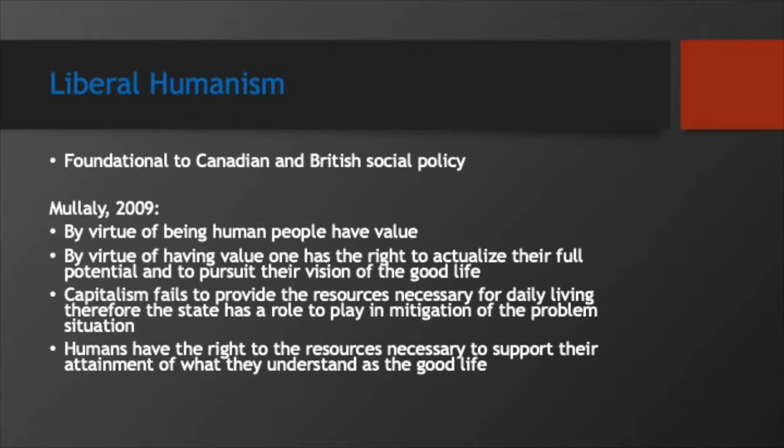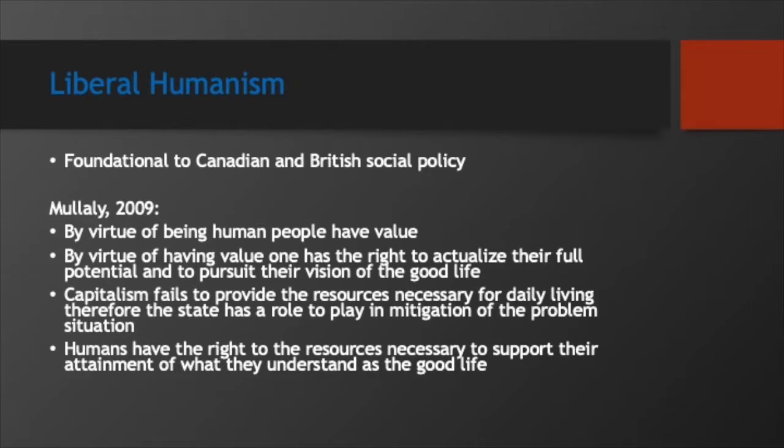And by virtue of being human and having value and being able to actualize your full potential, you ought to have the capacity to understand your full potential and the good life in your own way, which is very much tied to that traditional classical liberalism. Again, because capitalism fails to provide the resources necessary for daily living and for the actualization of full potential, the state does have a role to play in mitigating this problem and providing solutions to human beings. So we might then say that humans have a right to the resources necessary to support their obtainment of what they understand as the good life, and the state plays a role in that.